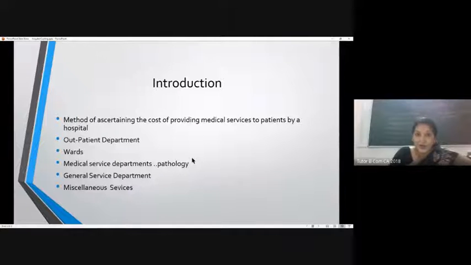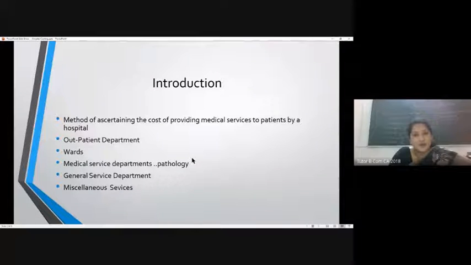Now, when we look into the hospital expenses, we can find that mainly they are incurred in any of the following categories. Maybe outpatient departments. You will have a lot of patients visiting the specialized doctors, and any expenses connected with that will be brought under the outpatient department. Then wards, that is inpatient, patients who are getting their medical services by staying in the hospital itself. So that is another category.